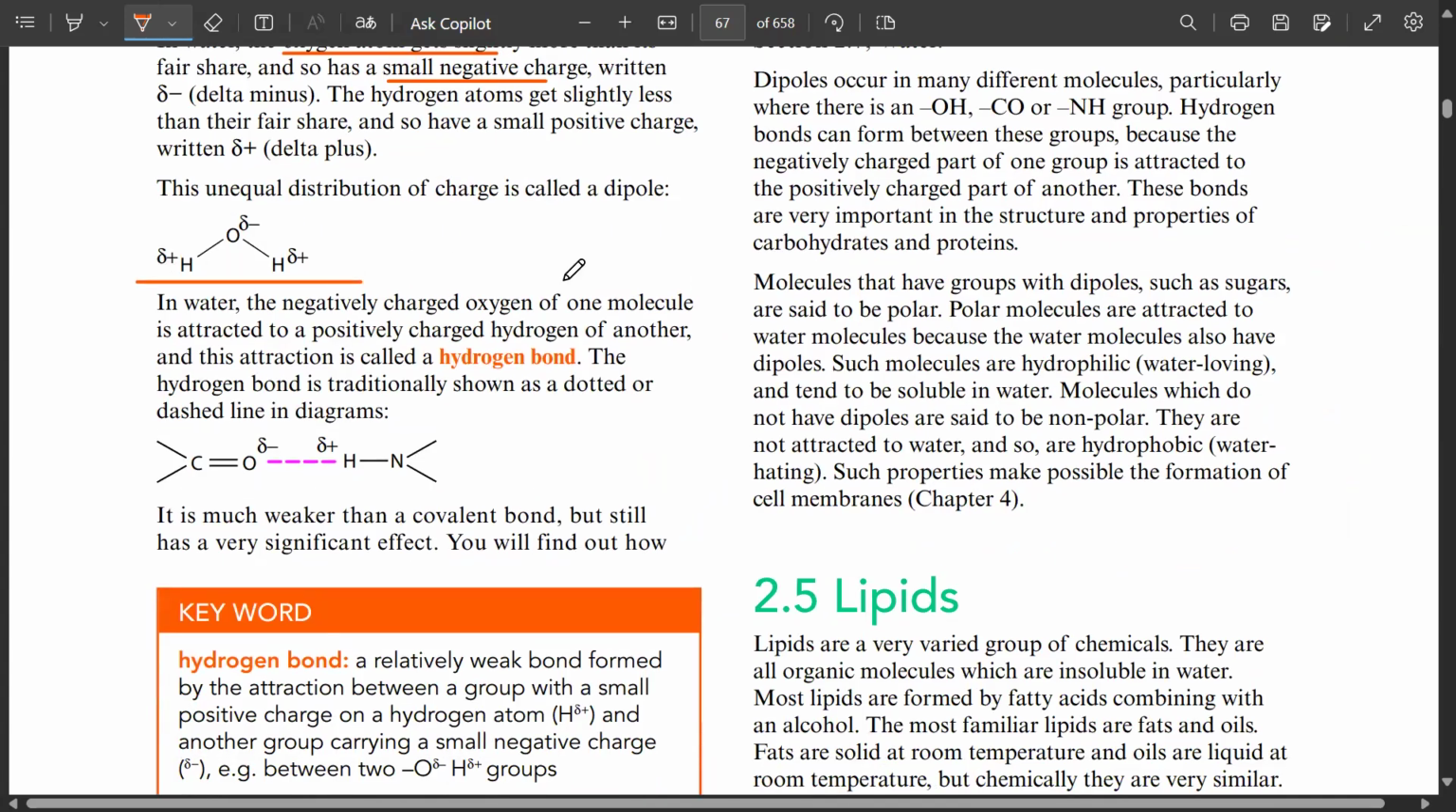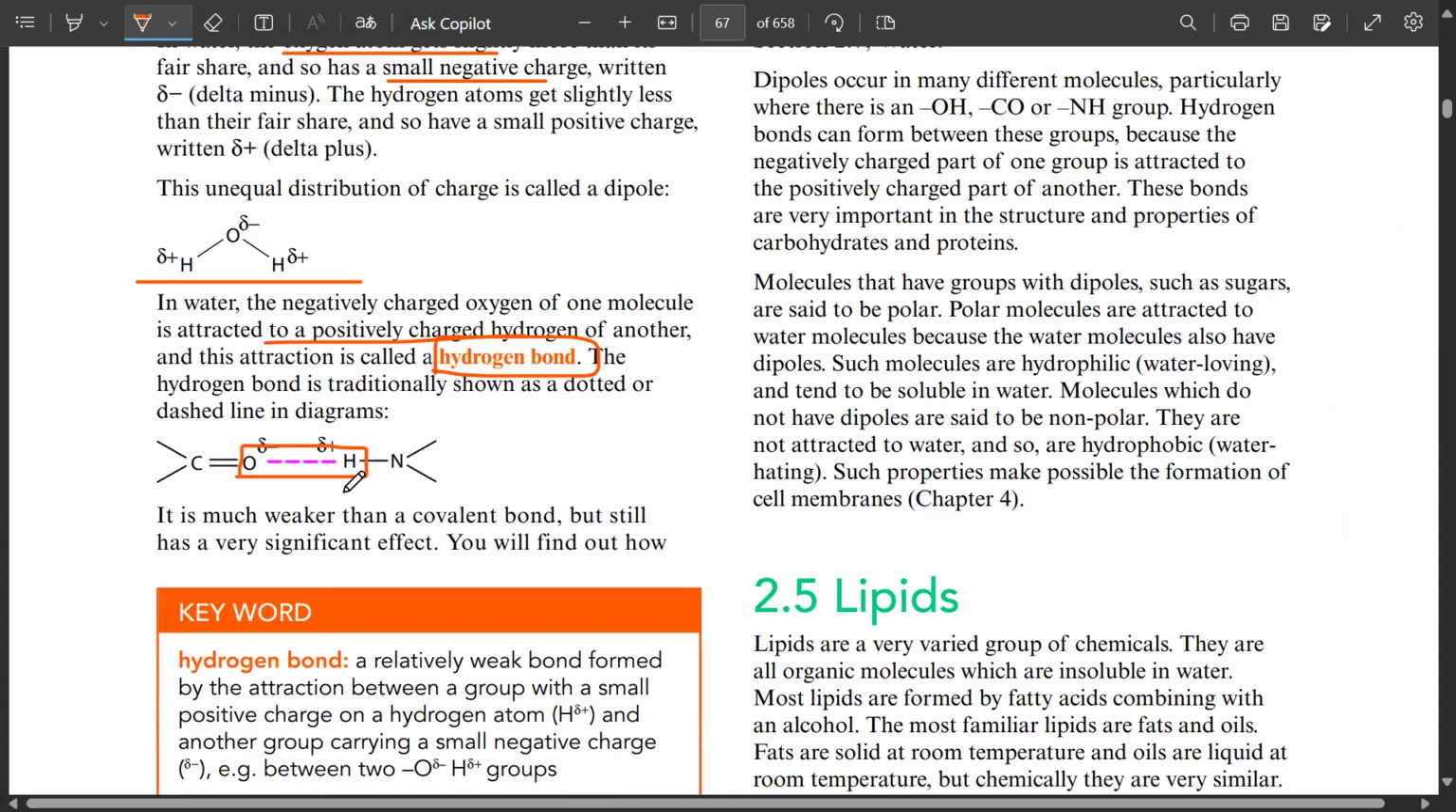In water, the negatively charged oxygen of one molecule is attracted to the positively charged hydrogen of another. We call this a hydrogen bond. So this is how a hydrogen bond is formed, always between O and H. Got it?